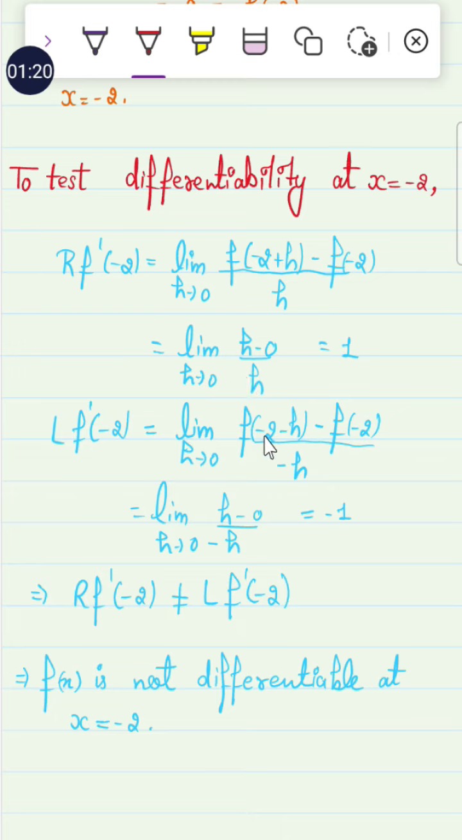And at the point f of minus 2 minus h, this is h, minus f of minus 2, this is 0, upon minus h. The h and h cancel, then this gives minus 1. So this implies that the right hand derivative R f dash of minus 2 is not equal to the left hand derivative L f dash of minus 2. This implies that the function is not differentiable at x equals minus 2.